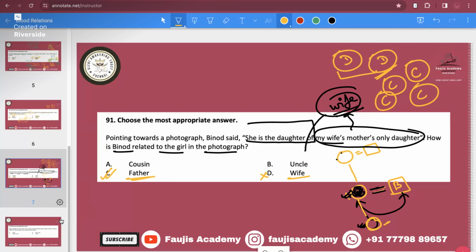Yes, buddy. What mistake did we do? Sir, actually, if it asks how he is related to the girl, the option will be not wife, but husband. How can he be the wife of the girl? Absolutely. Spot on, buddy. Vinod is a male, so this cannot be wife. That is also true. So this wife option can be eliminated by this logic also. Very right observation, buddy. So we'll go ahead with option C, father. Cool, guys.